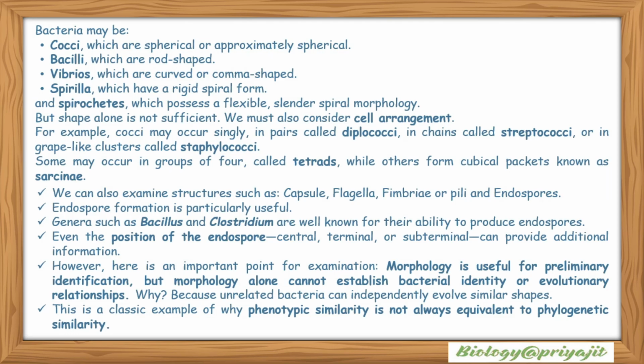However, here is an important point for examination. Morphology is useful for preliminary identification, but morphology alone cannot establish bacterial identity or evolutionary relationships. Why? Because unrelated bacteria can independently evolve similar shapes. This is a classical example of why phenotypic similarity is not always equivalent to phylogenetic similarity.